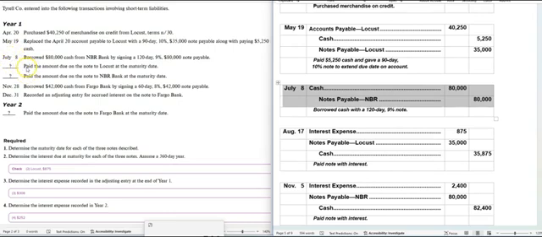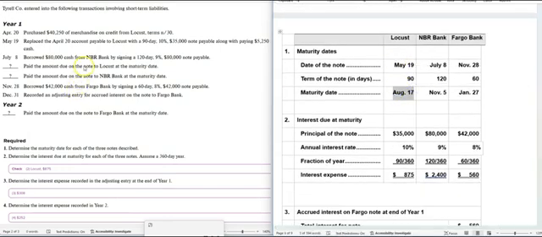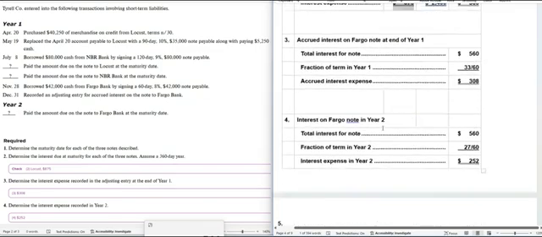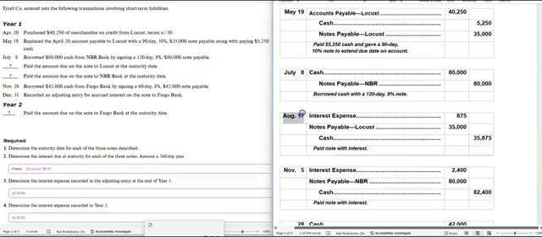Finally, on this date, which we determined to be August 17th, the maturity date of the Locust note, we paid the amount due at the maturity date. We owe $35,000 plus $875 in interest. So this liability of $35,000 that we recorded back on May 19th, on August 17th, it is being paid off. So we will decrease that liability with a debit. We will debit the interest expense to record the interest expense incurred of $875 and credit cash for $35,875.